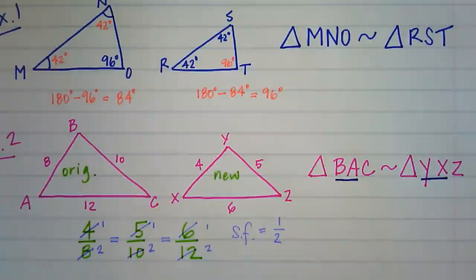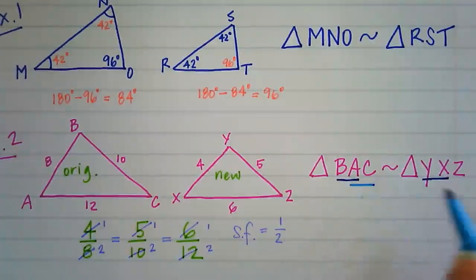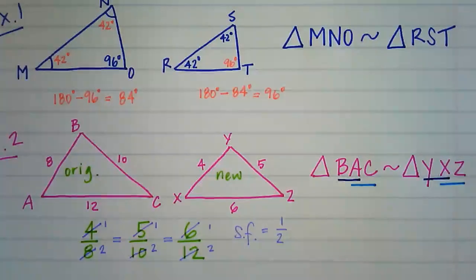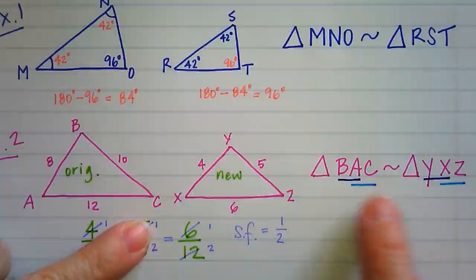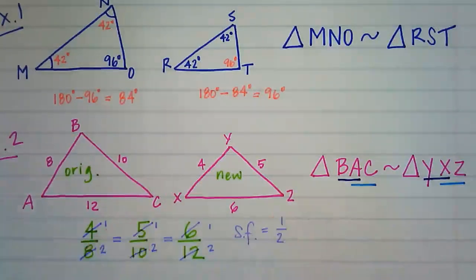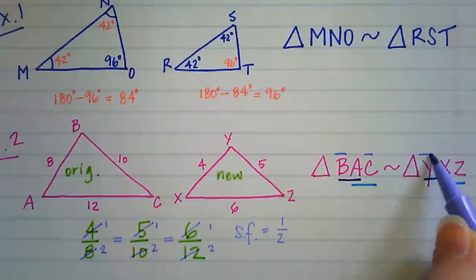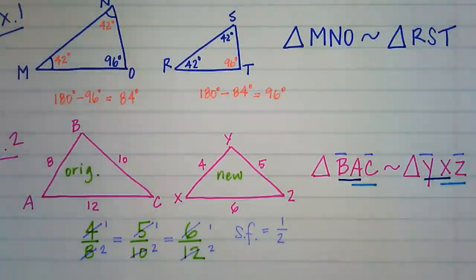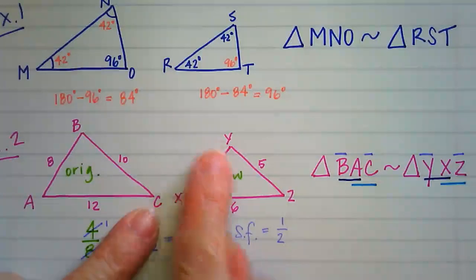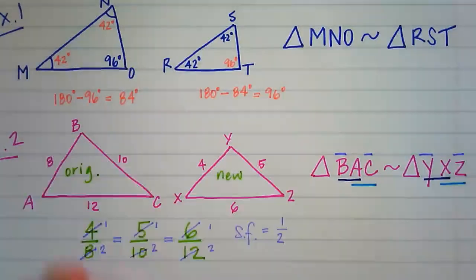I swear. All right. Then we can tell that side AC should match up with XZ. So AC should match up with XZ, and it does. And then for the last one, we would see that BC should match up with YZ. So BC matches up with YZ, and it does. So that shows you that the shapes, those two triangles, are in fact similar because the corresponding sides are in proportion.